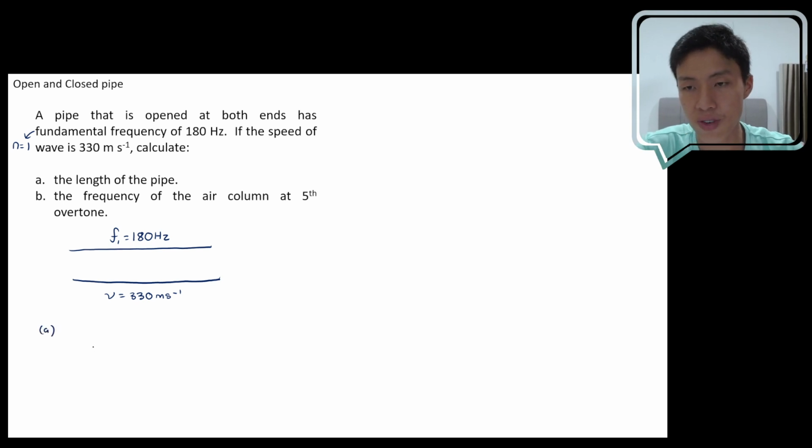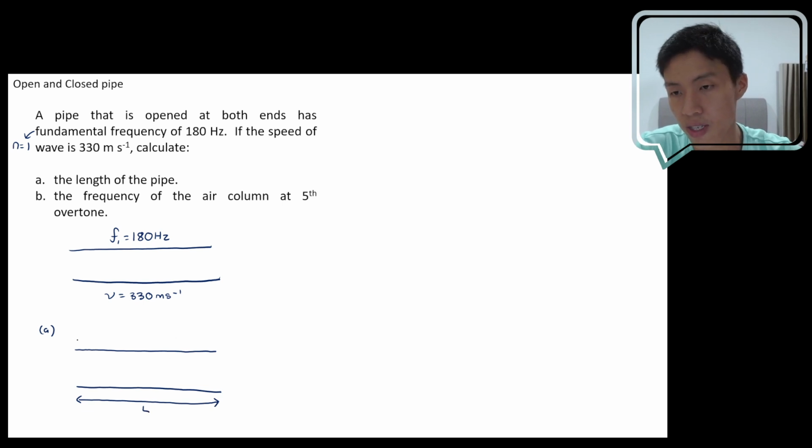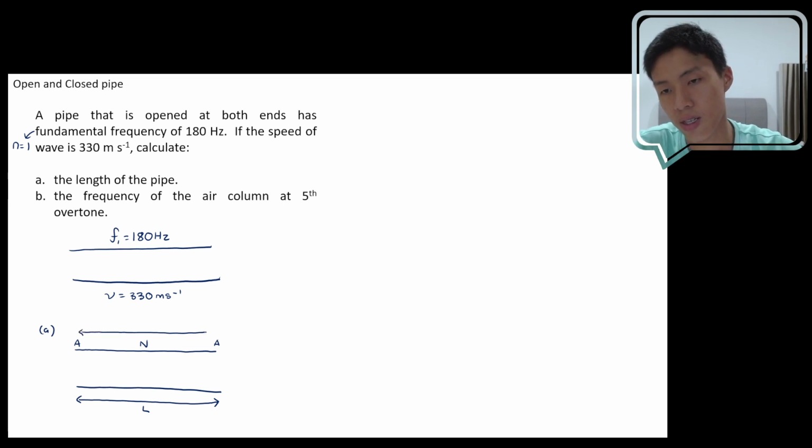We know information regarding the fundamental frequency, so let's sketch the fundamental frequency waveform first. This is our open pipe. The length is unknown, so let's call it L. We are talking about the fundamental frequency, so both ends are antinodes because the particles are free to move here, but A and A cannot sit together. You have to put in a node in between. So the distance between two antinodes will be lambda over 2. That is the most fundamental standing wave that you can create.